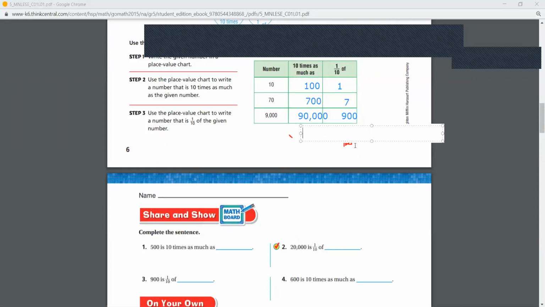Clear, girls? Please tell me whether you are able to understand or not. Jenna, you're on mute. Girls? Okay. Miss, I didn't understand. Who didn't understand, Jana? No, I just have a question.